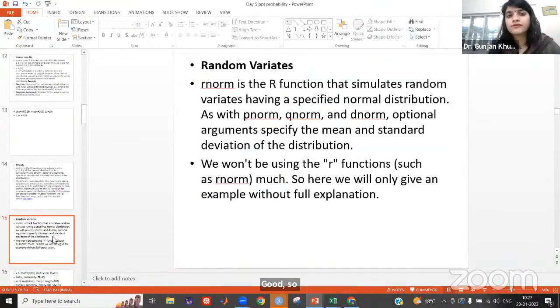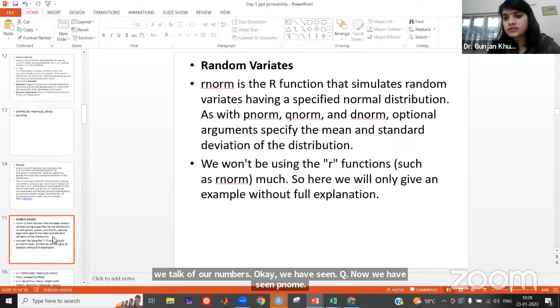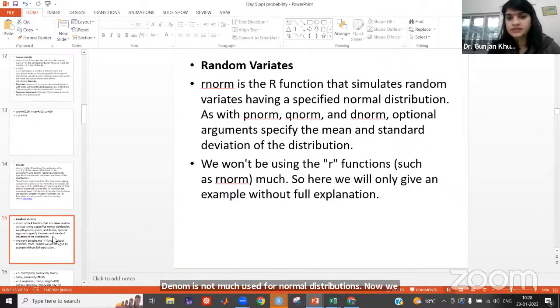Now we talk of R norm. Okay, we have seen Q norm, we have seen P norm. D norm is not much used for normal distributions. Now we see R norm. R norm is the R function that simulates random variates having a specified normal distribution. As with P norm, Q norm, and D norm, optional arguments specify the mean and standard deviation.